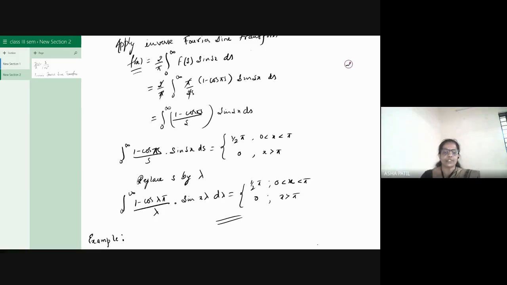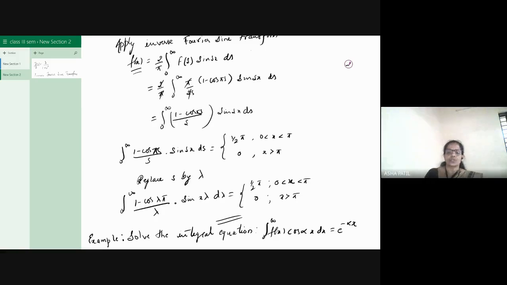Solve the integral equation. The equation given is integration from 0 to infinity f of x cos alpha x dx is equal to e raised to minus alpha. So the question is, solve the integral equation.